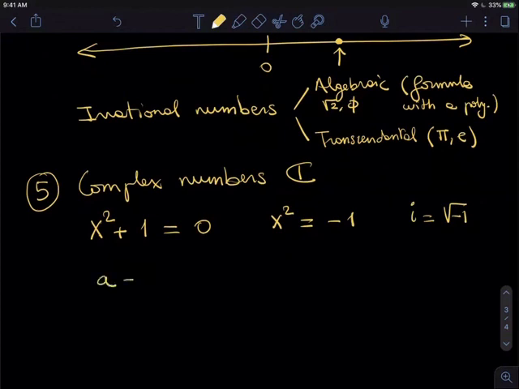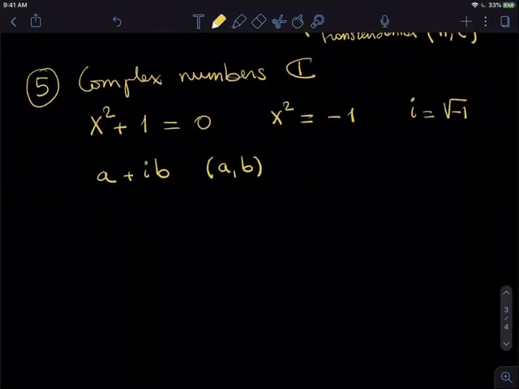And these are numbers of the form a plus ib, or we can just write them as a pair (a, b). And they are not in a line, they are on a plane. So it's a plus ib, or (a, b). So this is a and this is b. And these are all the number systems.